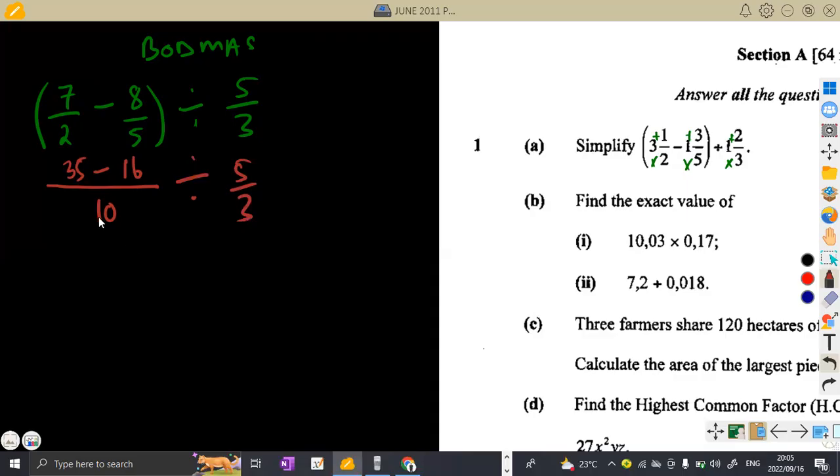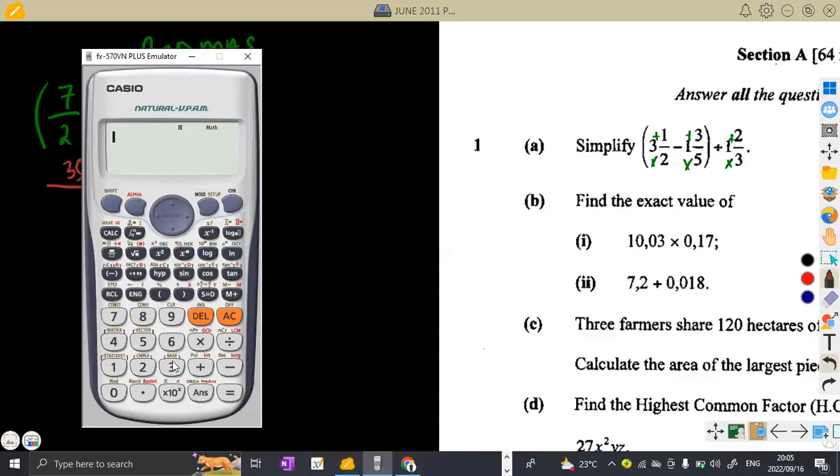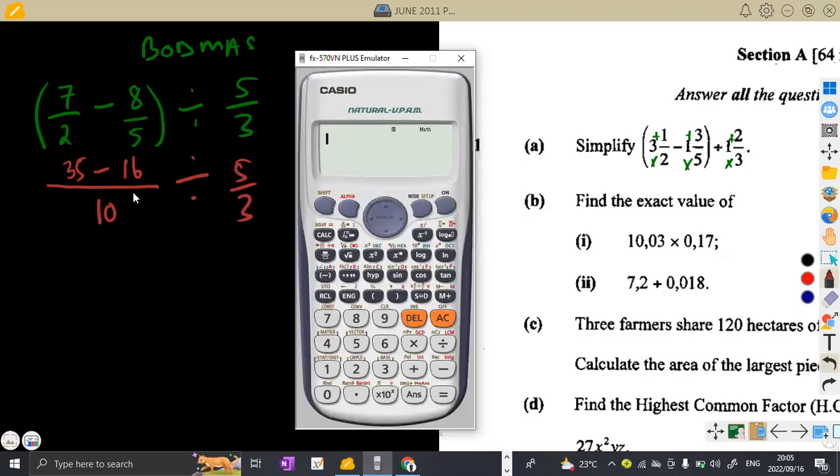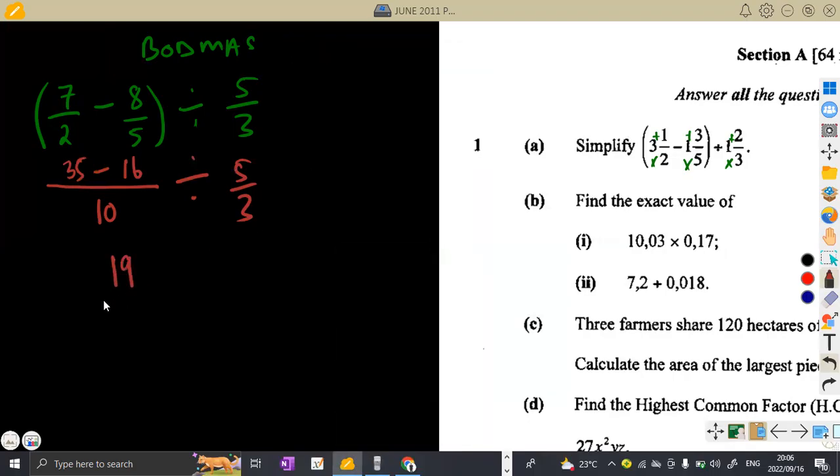Now this is paper 2, guys. You can subtract this part on your calculator. 35 minus 16. If we subtract these two, you're going to get 19. So this is 19 over 10 divided by 5 over 3. Remember, if you are dealing with division, you have to introduce multiplication here. You're dividing, so you're supposed to multiply. So it's going to be 19 over 10 multiplied by, but the moment we introduce multiplication, remember what happens: we invert the second fraction. So this is going to be 3 over 5.